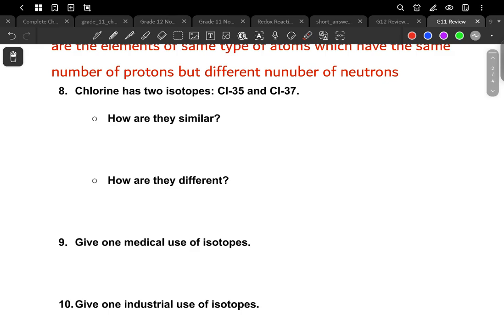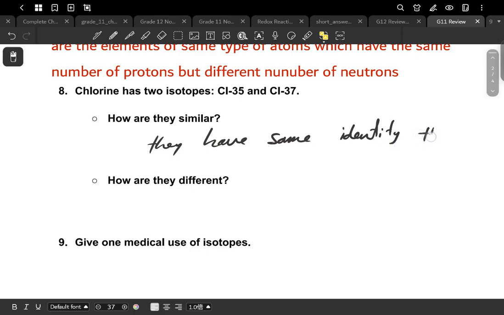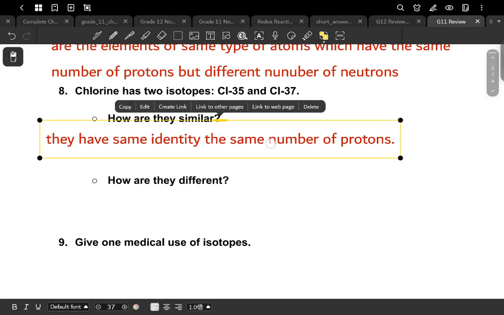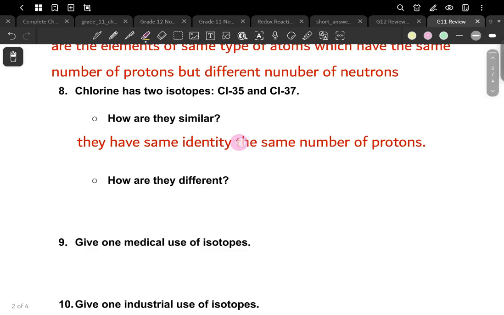Okay, so the question asks you, how are they similar? They are similar because they have the same identity, I mean the same number of protons. As I told you before, guys, the number of protons in any atom represents the identity of the element. So this is chlorine and this is chlorine. They have the same identity because they have the same protons.